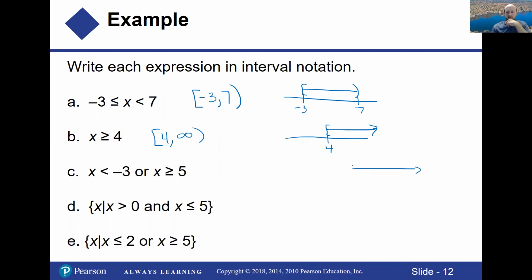This one, I have a -3 and a 5, and it's an OR. So x is less than -3 would be a parenthesis, and then going off to the left, because that's the way the arrow is pointing. X is greater than or equal to 5, be a bracket at the 5, and then an arrow off to the right. And in interval notation, that would be -infinity, because this arrow goes off to -infinity, comma, -3, parenthesis, union, 5, comma, positive infinity. Okay.